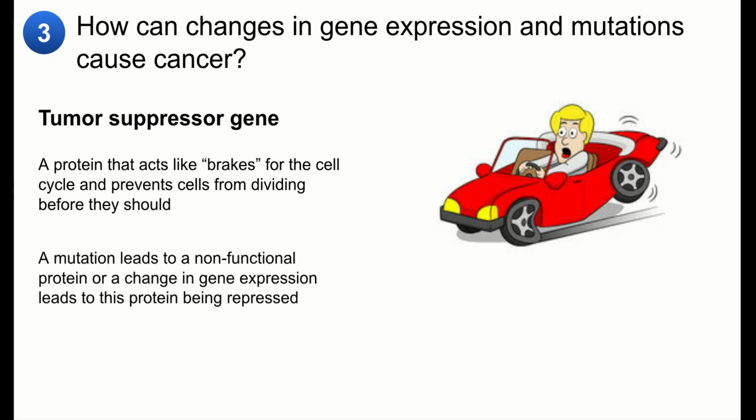A mutation in a tumor suppressor gene could lead to a non-functional protein or a change in gene expression that leads to this protein being repressed. Now, think about a car without brakes. As soon as it accelerates, it's never going to slow down. And the same is true of the cell cycle. If we don't have those brakes, those checkpoints in place, cells will divide when they shouldn't. And that is cancer. Cells dividing too frequently and building up into something like a tumor.